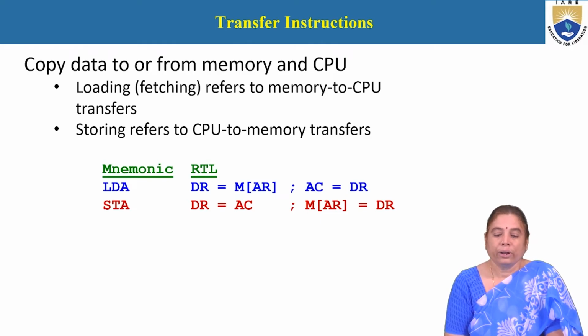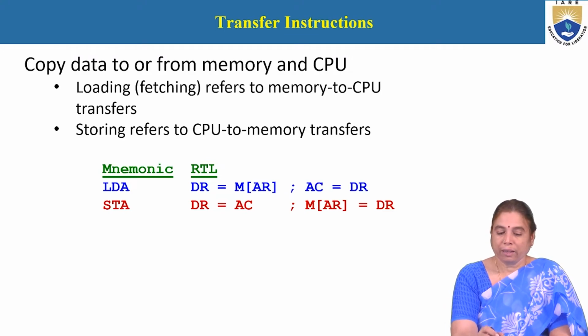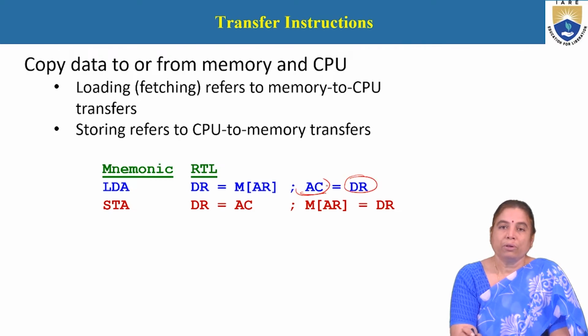They are loading and storing, the LDA and STA instructions. So in case of LDA, the accumulator has to be loaded with the data register value, which in turn contains the memory location value that is pointed to by AR. That value has to be moved to the accumulator.